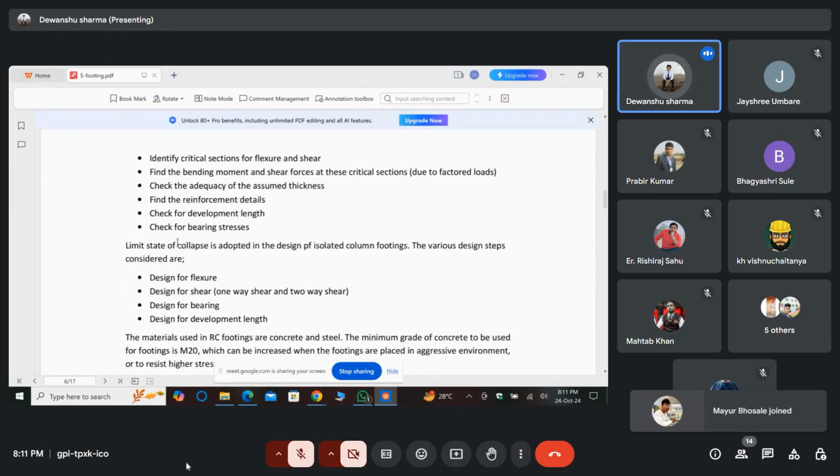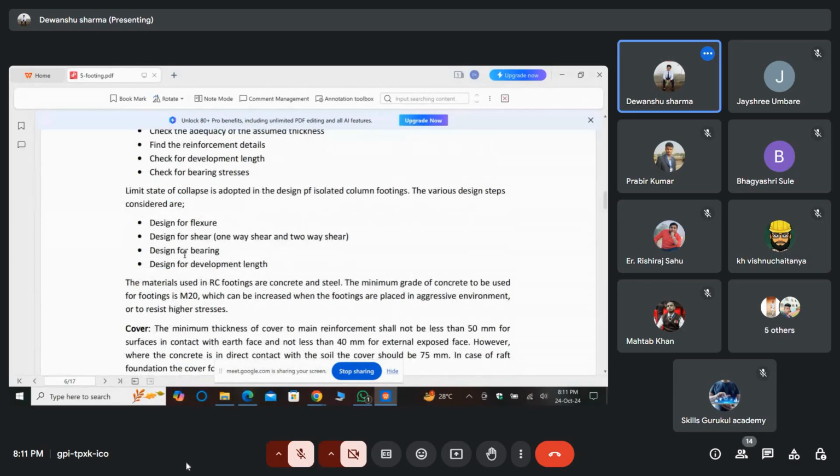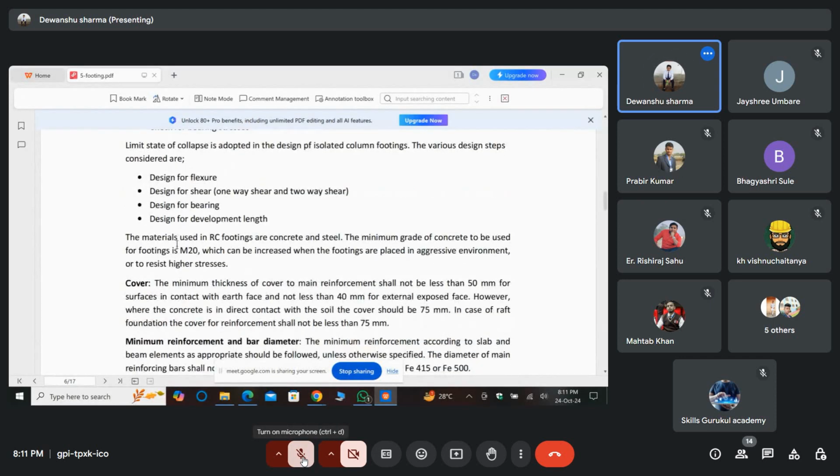A limit state of collapse is adopted in the design of isolated column footing: design of flexural, design of shear, design of bearing, and design for development length. The material used in RC footing are concrete and steel. The minimum grade of concrete to be used for footing.